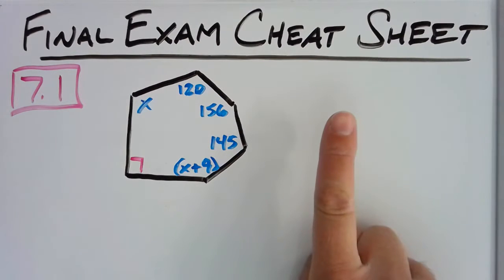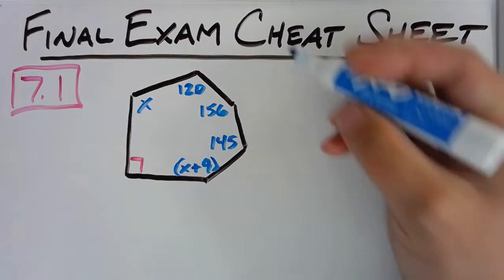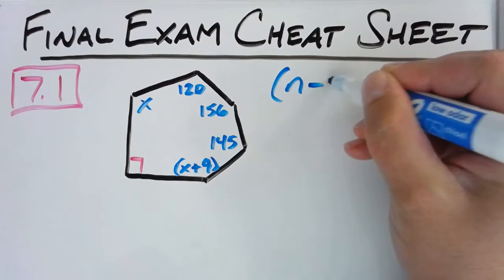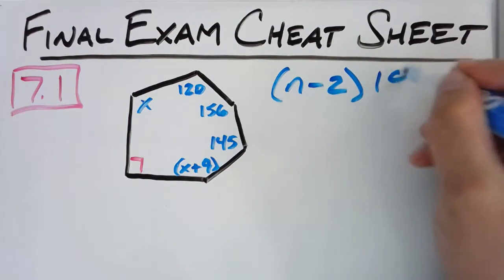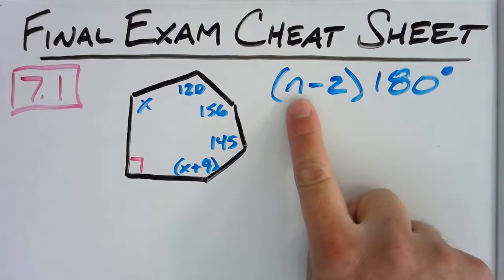All right, so phase 1, figure out how many degrees have to exist in this shape. Your figure on your final exam will likely have a different number of sides. This is the formula we're going to use to figure out the amount. This was the first formula that we dealt with in Chapter 7: n minus 2 times 180 degrees. This formula determines how many internal degrees have to exist in any given polygon, where n represents the number of sides of that figure.